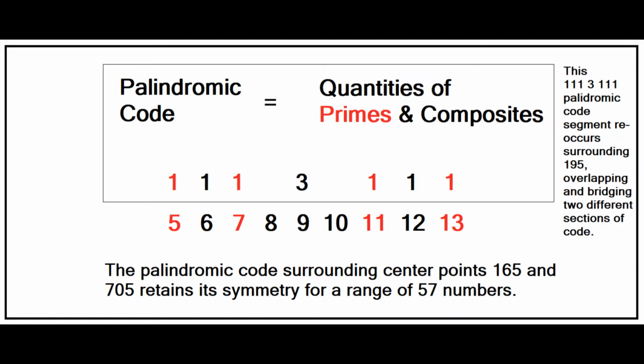These 111 segments are called twin primes. 2 primes separated by 1 composite. The 3 in the center represents the consecutive composites below it, 8, 9, and 10. There are only 9 numbers in this range we're looking at here. Surrounding center points 165 and 705, though, this palindromic code spans a range of 57 numbers.